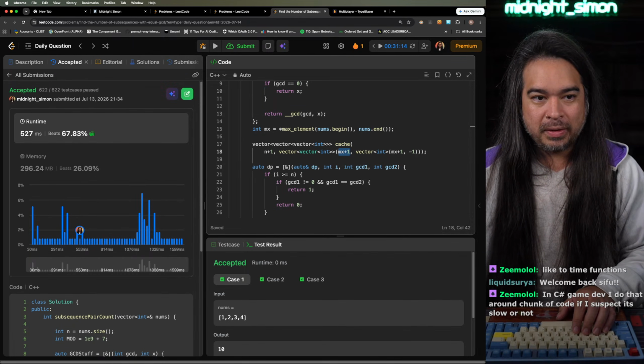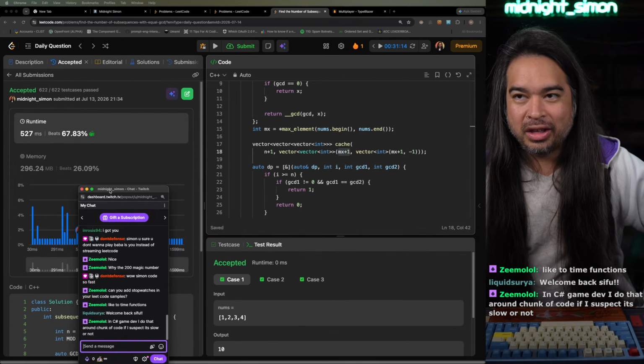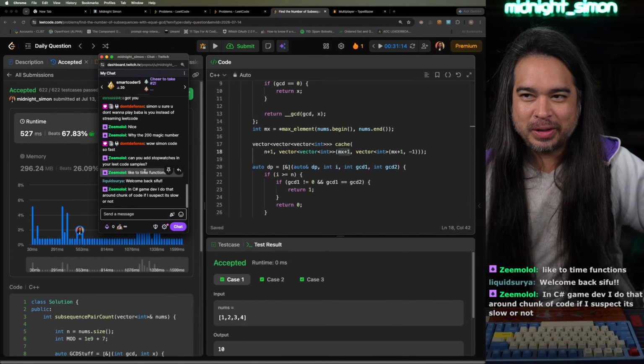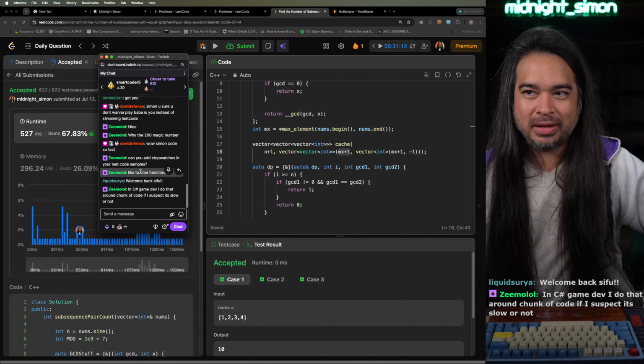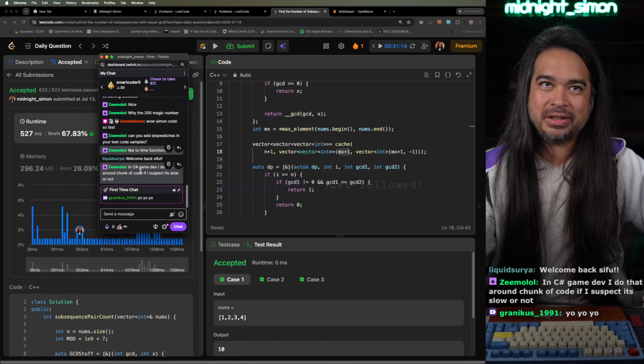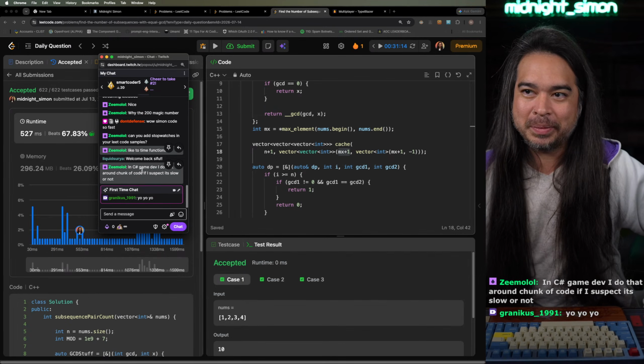In C# game dev, I do that around a chunk of code if I suspect it's slow or not. Anytime I suspected code was slow or not, I used to benchmark it and look at, I guess you call them the flame graph or whatever. There are different graphs, but you benchmark and then it kind of tells you exactly where all the CPU is spending time, and then I look at that stuff. That's how I usually optimize things.